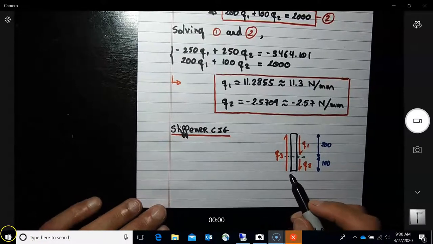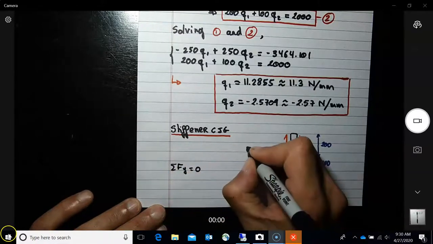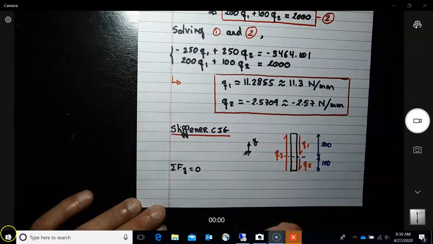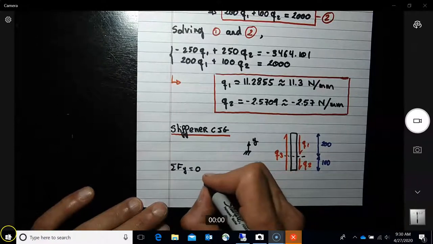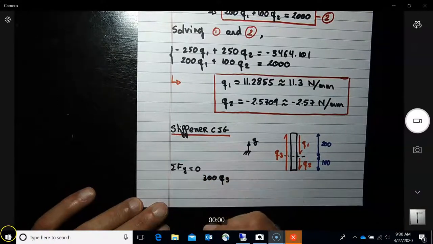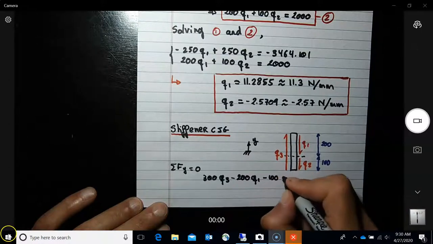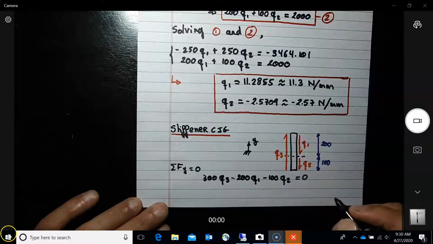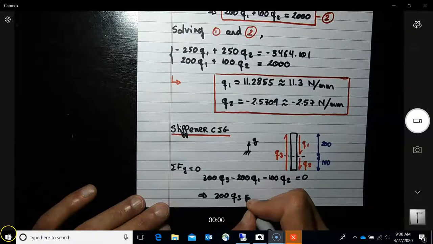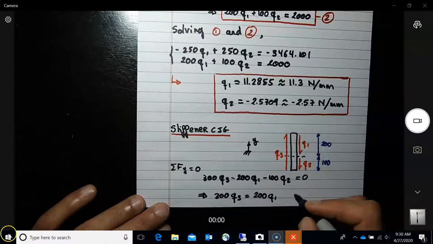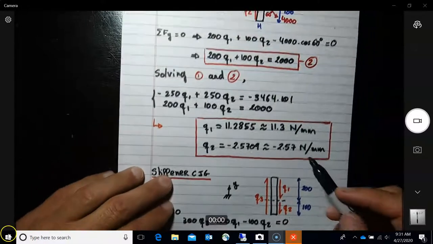There's no other forces, no nothing. So what we need to do is what? Do summation of forces in the y direction. So let's say we put here our reference frame. So what do you get? We're going to get, let's start by this one would be 300 Q3 minus 200 Q1 minus 100 Q2, and this must be equal to 0. So this will give us that 300 Q3 will be equal to 200 Q1 plus 100 Q2. Alright, and we know Q1 and Q2. We have them right here.